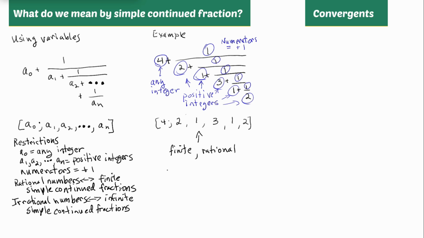Here is an example of an infinite simple continued fraction. This one starts off the same with 4, 2, 1, 3, 1, and 2. We'll add an 8 and draw a bar over part of it. The meaning of the bar is similar to when we use a bar to indicate a repeating decimal. In this case, the part with the bar repeats forever in the simple continued fraction. Since it repeats forever, this is an infinite simple continued fraction, and it represents an irrational number.